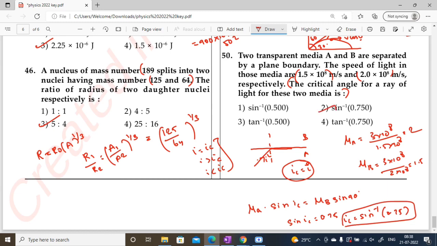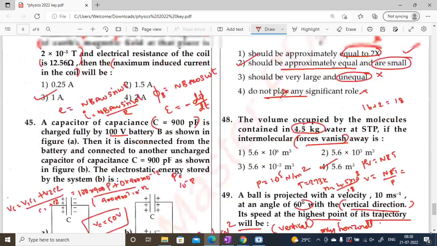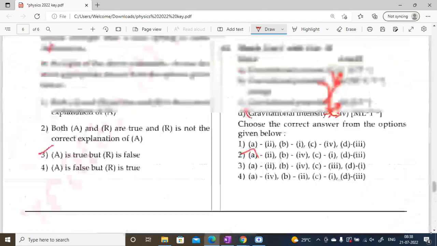Okay, so we discussed the key for our NEET 2022 physics paper. I hope this would have been helpful to you.